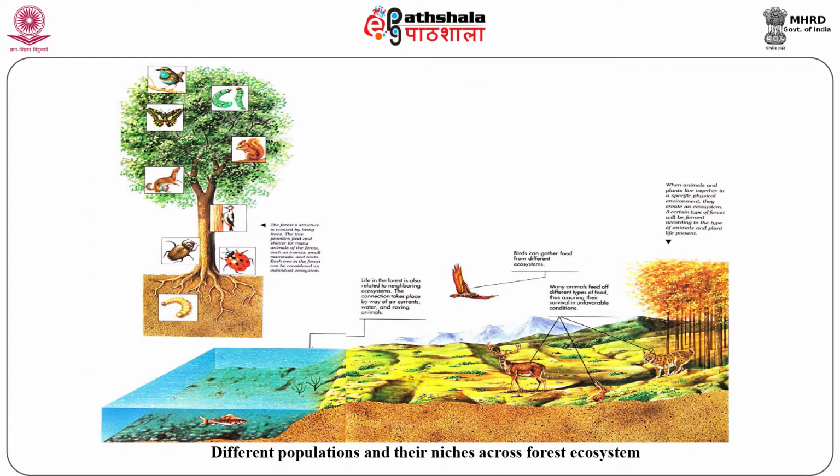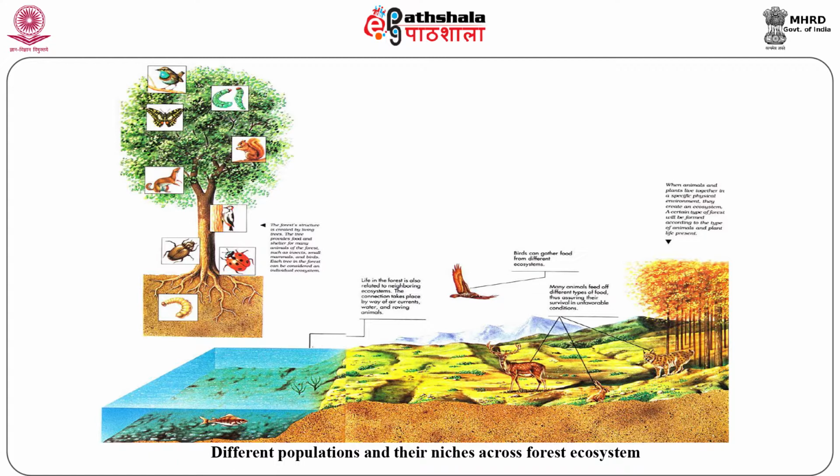In this slide, different populations and their niches across the forest ecosystem are shown. The forest structure is created by living trees. The tree provides food and shelter for many animals of the forest such as insects, small mammals and birds. Each tree in the forest can be considered an individual ecosystem.